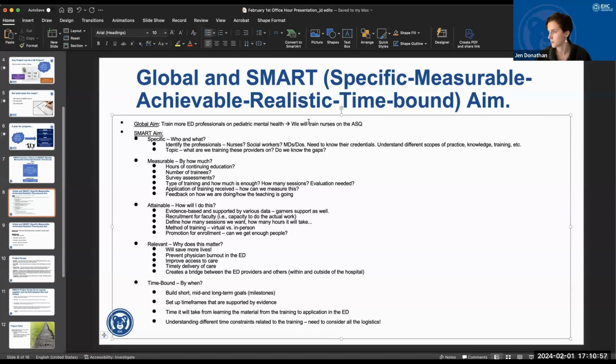And let me make this even more specific. So we will train ED nurses. Wow, I'm backwards today. We will train ED nurses on the ASQ. How about over the course of how long? Yeah, 2 months, 4 months, 6 months? Okay, 6 months, Jackie. All right.